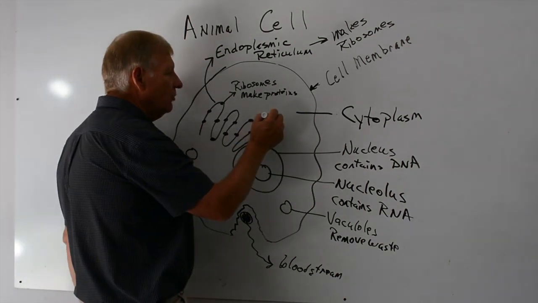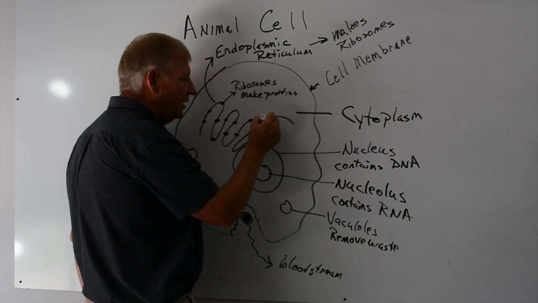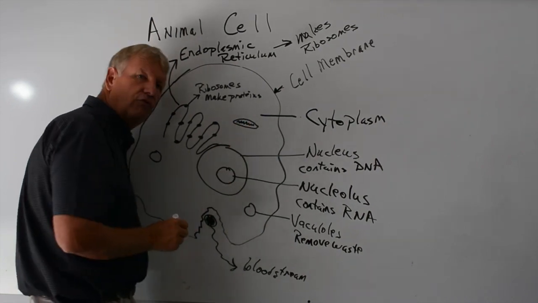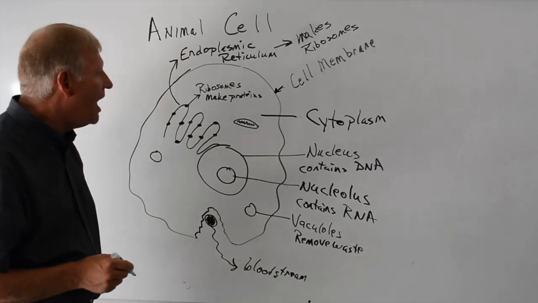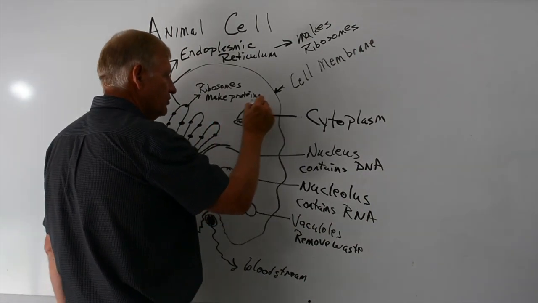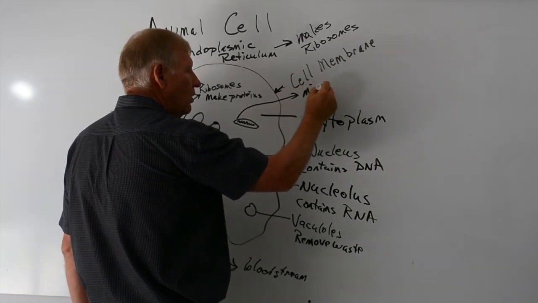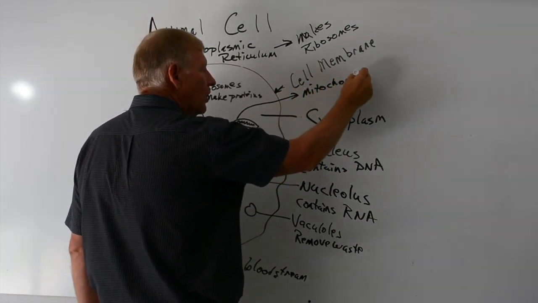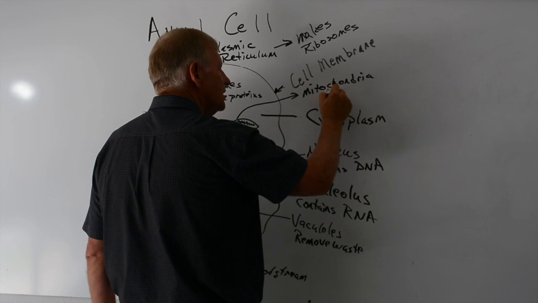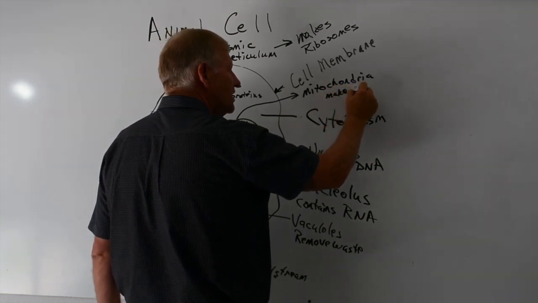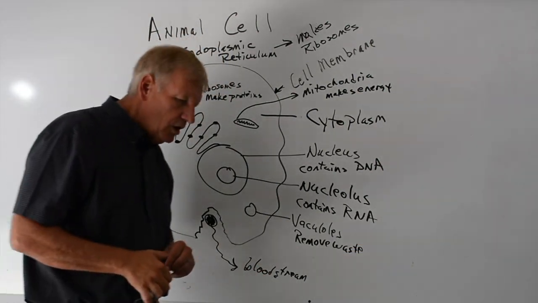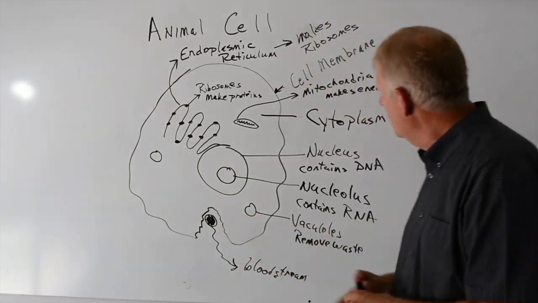Then we have something else, and it kind of looks like a little football, and it actually has what looks like the seams of a football. This is called the mitochondria. We'll come over here and spell that for you. Mitochondria. The mitochondria makes energy. It's sometimes known as the powerhouse of the cell, like the electric factory, like maybe the electric plant to make the power for the cell.